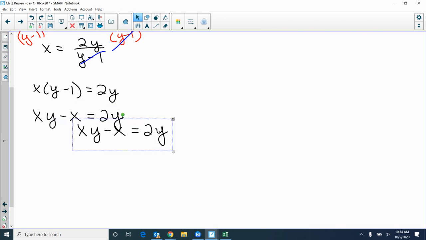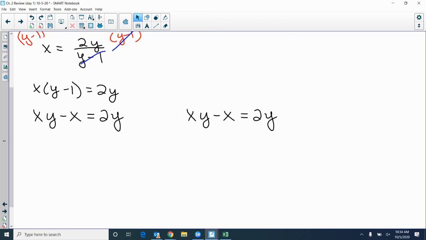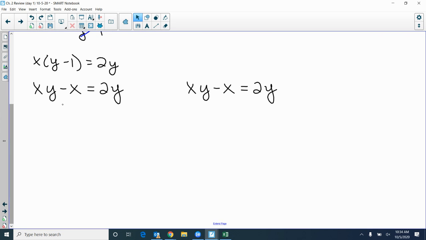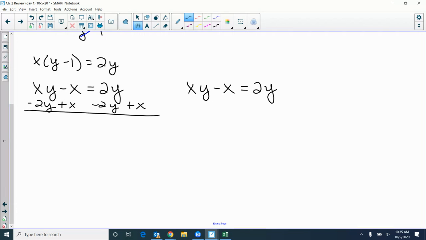You've got two options here, and either one is fine. Your answer will look a little different, doesn't matter. But Cooper said, let's move the x over and move the 2y. You've got to get the y's on the same side. Okay, let's do that. So he added x here. I'm just going to put it over here, minus 2y. I'm just doing two things at once. It gives me xy minus 2y equals x.